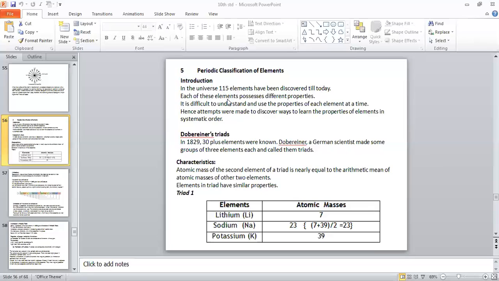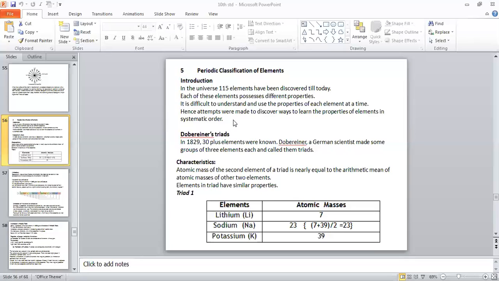Each of these elements possesses different properties, and it is difficult to understand the use and properties of each element at a time. Hence, these are man-made ways discovered to learn the properties of elements in a systematic order. So different scientists tried to study the properties of elements by putting them in tabular form.